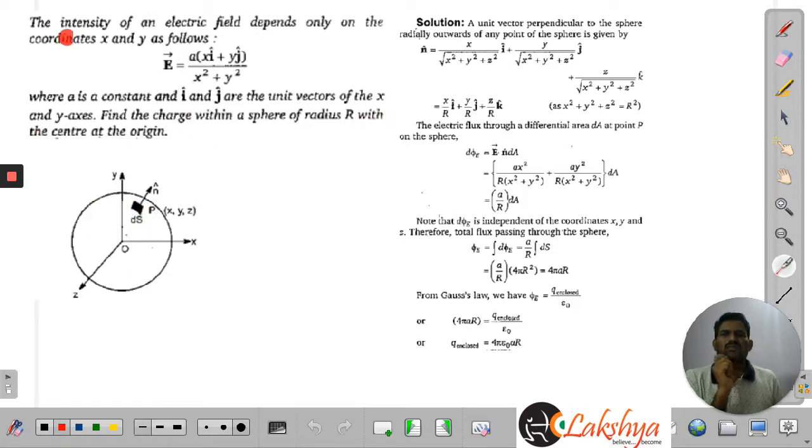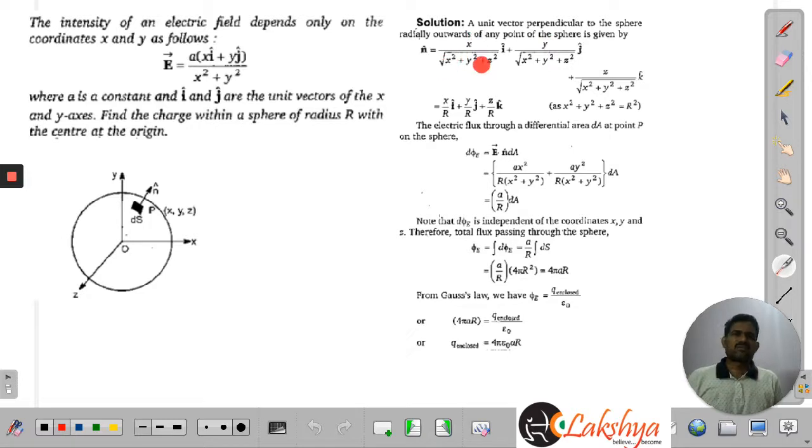So that means now the electric field depends on these x and y coordinates here. Now they are asking the charge enclosed by the sphere of radius r. Now suppose we take a small element n cap, that means the area vector we are taking like this. The direction of the area vector, like x i cap plus y j cap plus z k cap, we are taking. That's like a unit vector we are taking there.